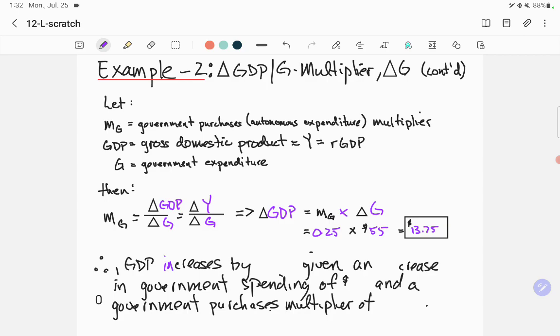Therefore, GDP increases by 13.8, given an increase in government spending of 55, and a government purchases multiplier of 0.25. So if the government spends 55, this causes an overall increase in real GDP of 13.75.